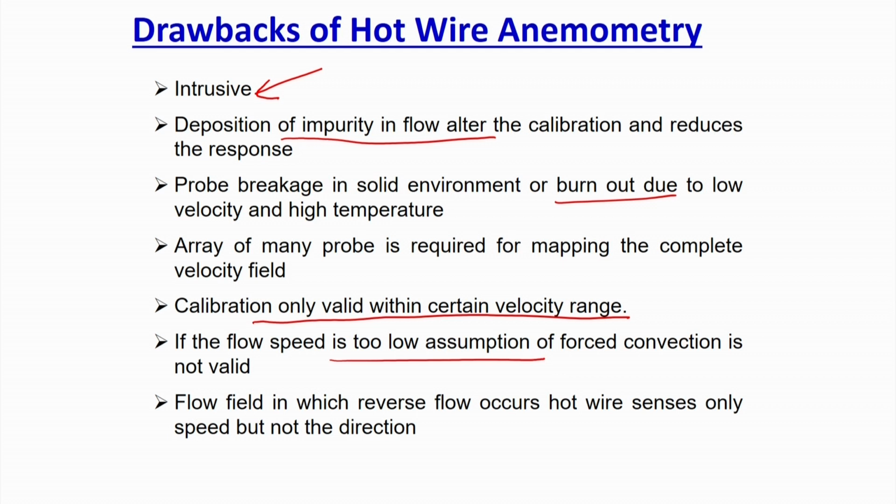Okay. If the flow speed is too low, the assumption of forced convection is not valid, you cannot use the equations which we have developed. If natural convection is also taking place, if the velocity is too low, you have to include that, and then the process will not be very simple. Okay. This assumption of forced convection will not be true.